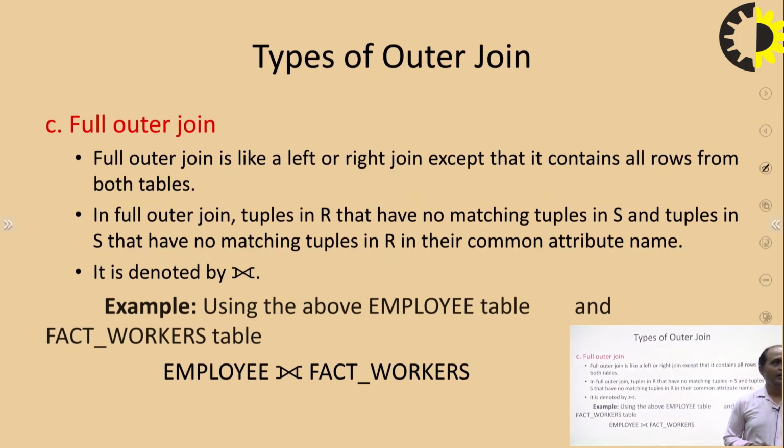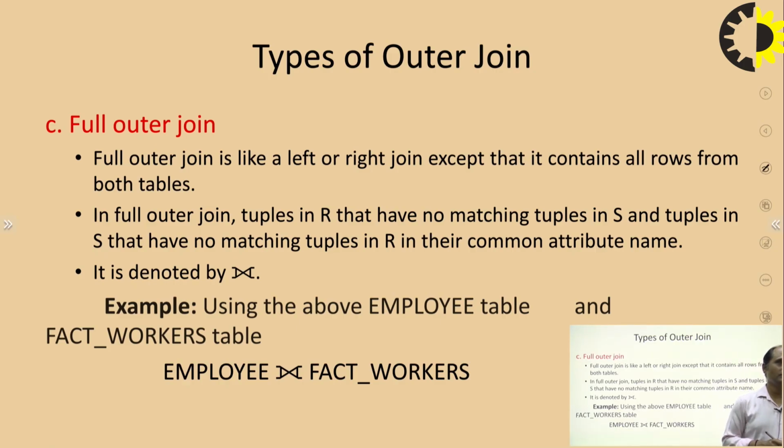Then the next type of outer join is the full outer join. What is the full outer join? A full outer join is like a left or right join, except that it contains all the rows from both tables. That means it does not depend on the left or right table; it depends on all the tables.